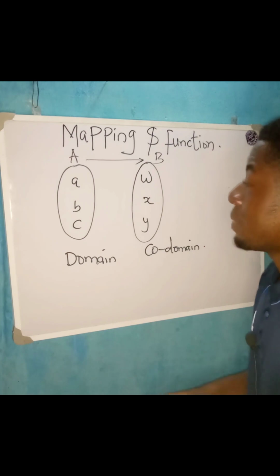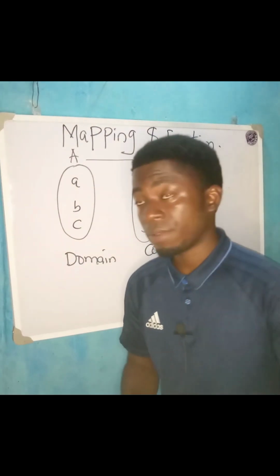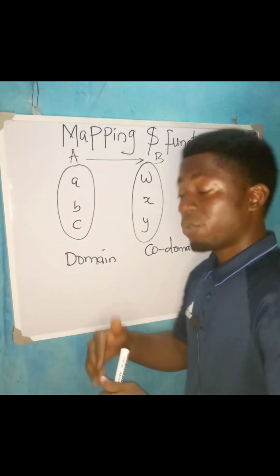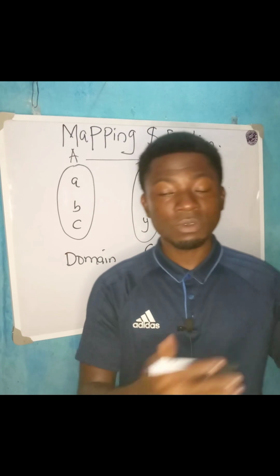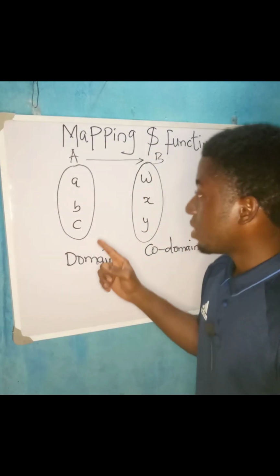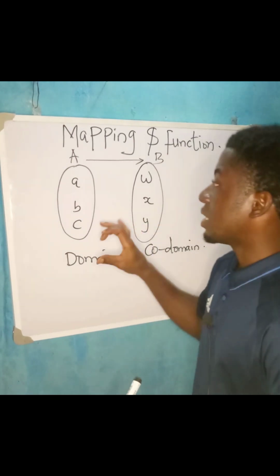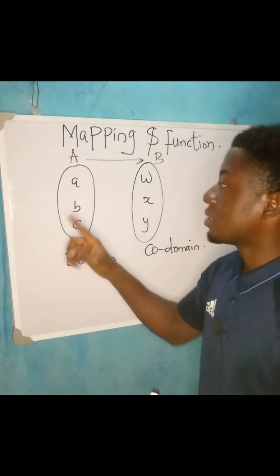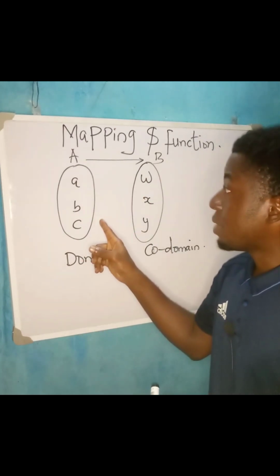When you hear about mapping, one thing that your mind should go to is the domain. And what is a domain? Just like you know, a domain is just an abode where one stays. But in this case, a domain is this system or this set that contains the elements A, B, and C. Okay, so this is the domain.